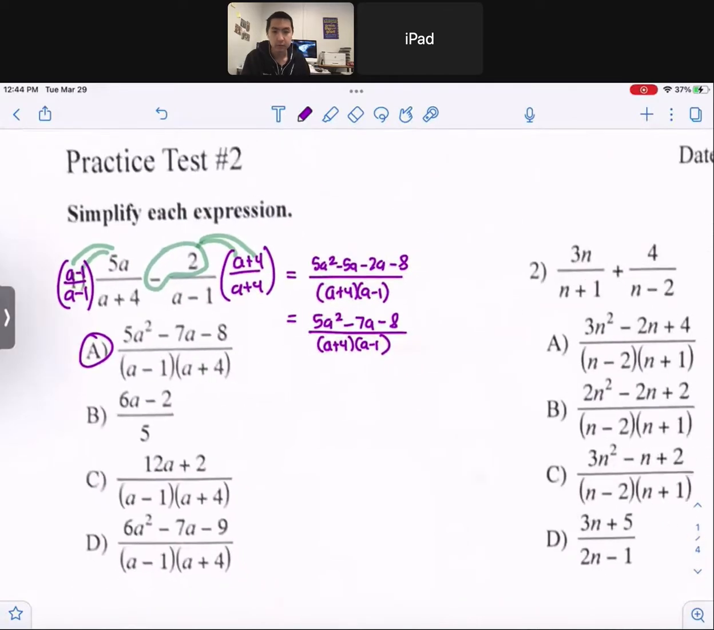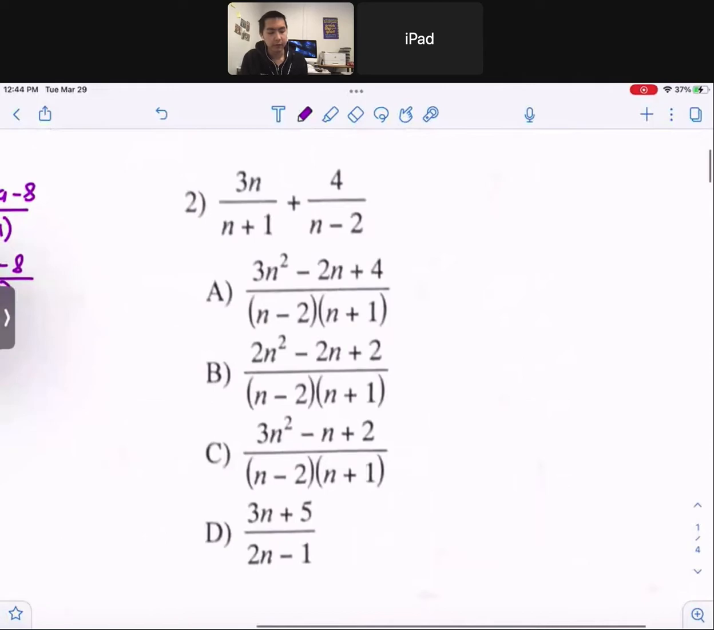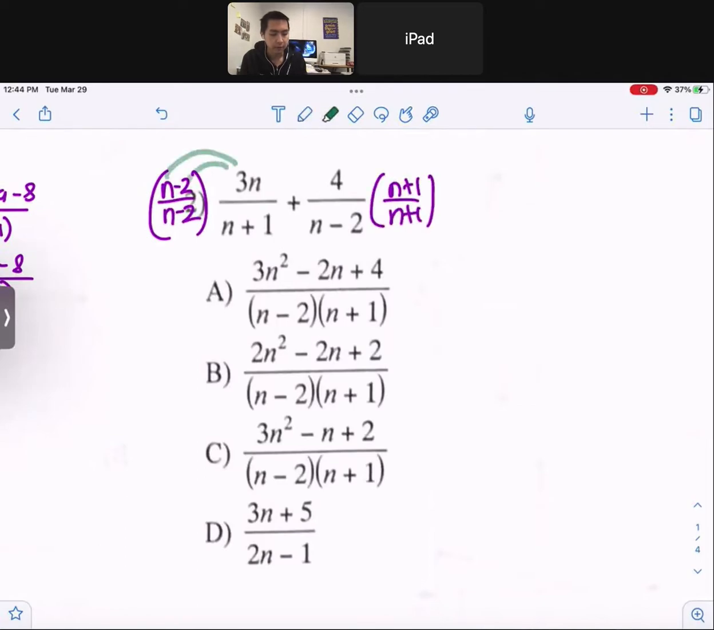Okay, so there's that. Number 2. Now again, we need to get common denominators. So on this side, multiply by n minus 2, and this side multiply by n plus 1. Distribute the 4. So you guys are going to get 3n times n for 3n squared. 3n times negative 2 is negative 6n. 4 times n is 4n, and 4 times 1 is 4. All over n plus 1 times n minus 2.